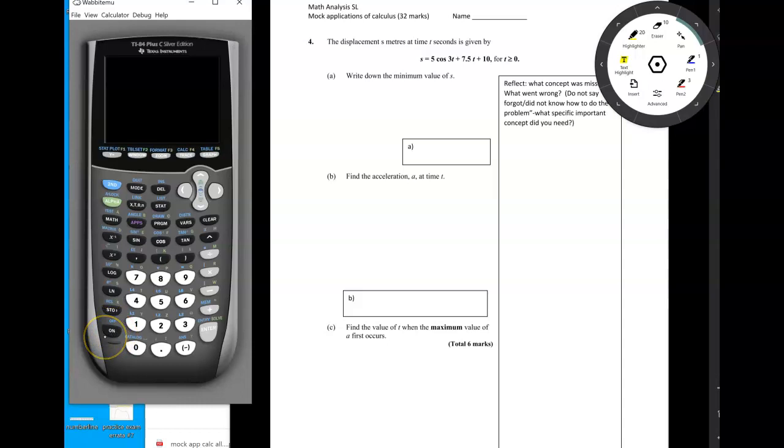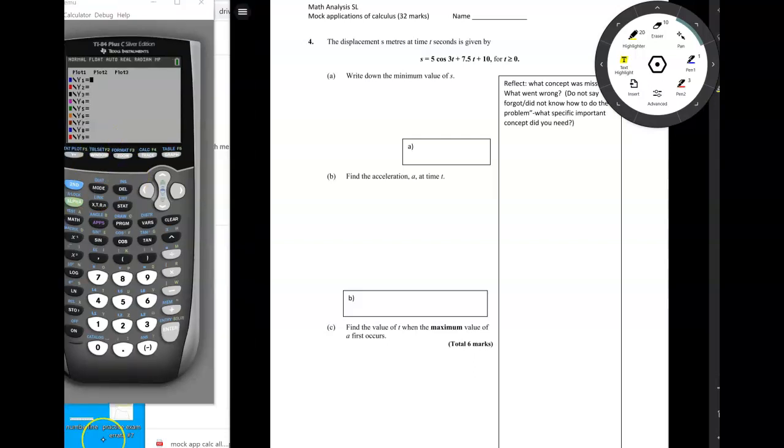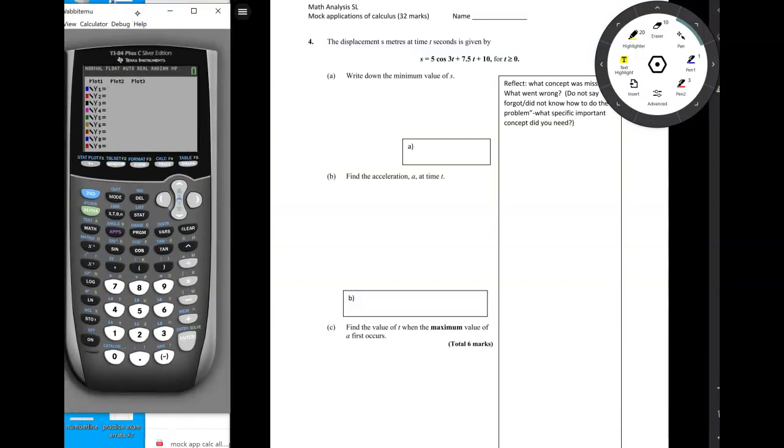Again, this is a calculator problem, so we immediately go to the calculator. Go to y equals, and we're going to type in this function. Instead of t, we're going to type in x, of course, into y1. Remember, anytime you do a trig function, you need to make sure that the calculator is in radians. Since I just turned on this calculator, I know it's in radians already.